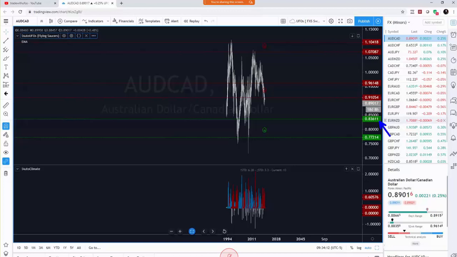Because certainly there is potential for the market to go there. Okay? A climate that is supposed to last 6 days may end up lasting 12 days or 10 days. It could be. It's less likely, but it could. So we will use 83.61 as a target.